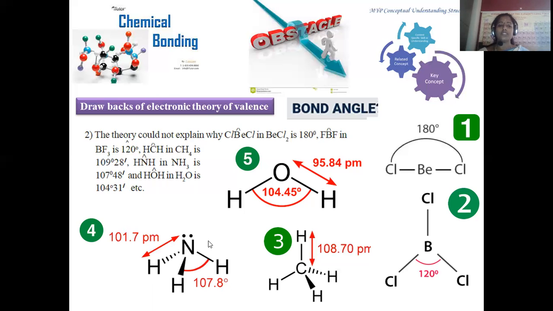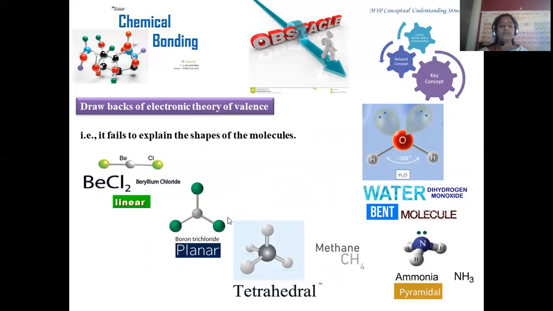So these are the various exceptions which are explained by the advanced theories later, but this electronic theory of valency fails to explain all these variations in the bond angles. So this is the second obstacle. Why there is a variation in the bond lengths is not explained. Variation in bond angles is there, not explained by this electronic theory of valency. And it fails to explain the shape of the molecules.